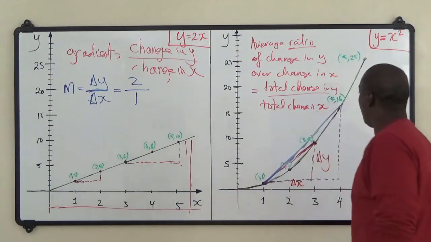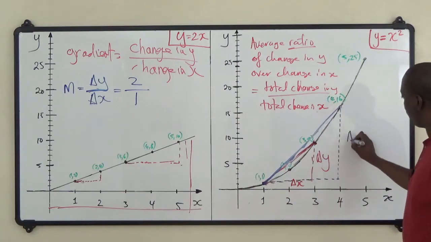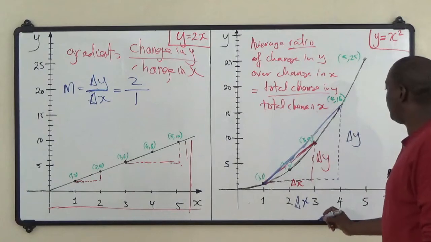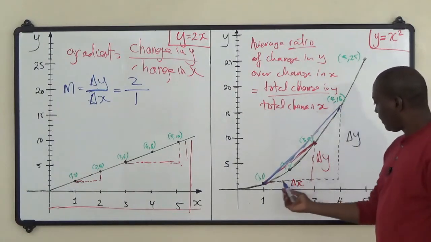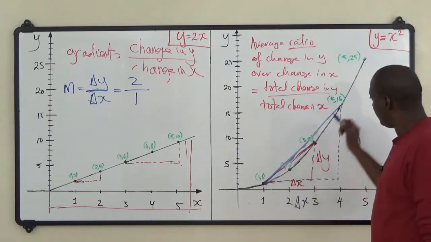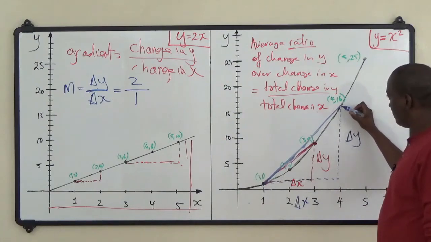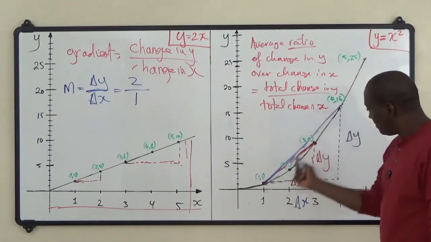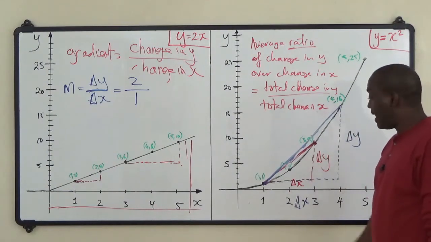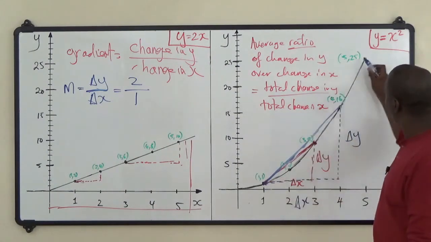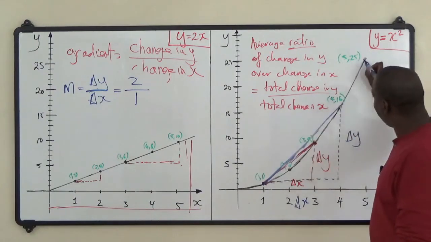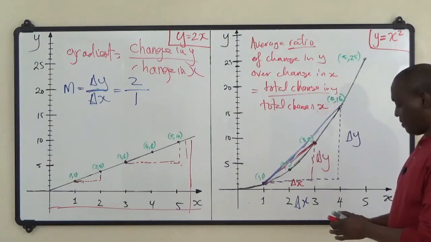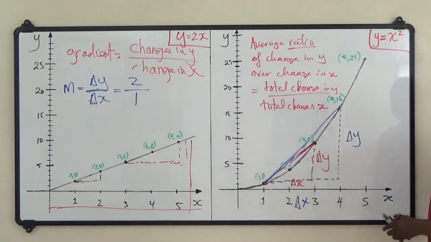So now we have a new change in y over a new change in x. In other words, the gradient of the line segment between the point (1, 1) and the point (4, 16) is a different gradient. You could see that. This gradient in red is not the same as the gradient in blue. And if we do the same thing between the point (1, 1) and the point (5, 25), we get yet a different gradient.